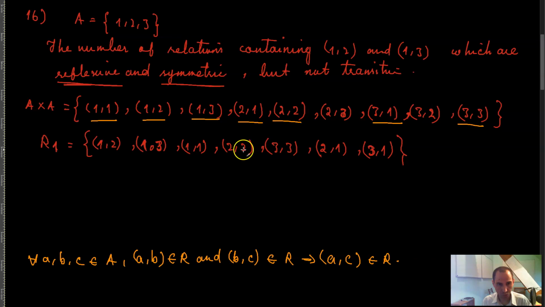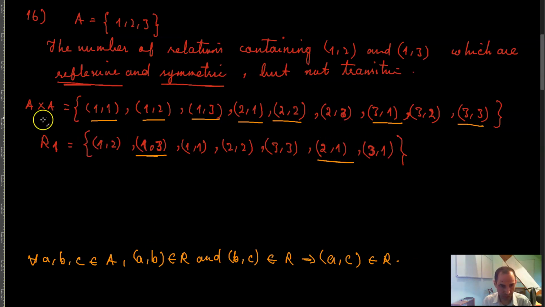(2, 2) and (2, 1), so (2, 1) is there, no problem. And (3, 3), (3, 1), so (3, 1) is there, so you have no problem. (2, 1), and so (2, 1) is there, (2, 3). So you can see that if you take these two elements, (2, 1) and (1, 3), then you would need (2, 3) there so that your relation is transitive, which is of course not there.